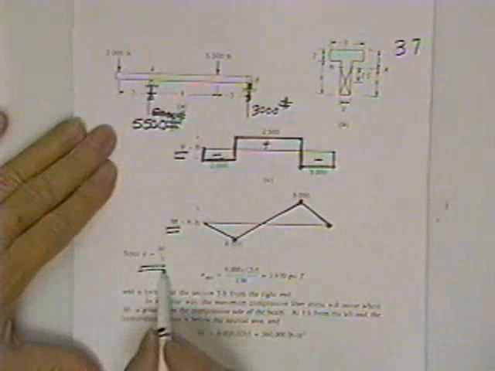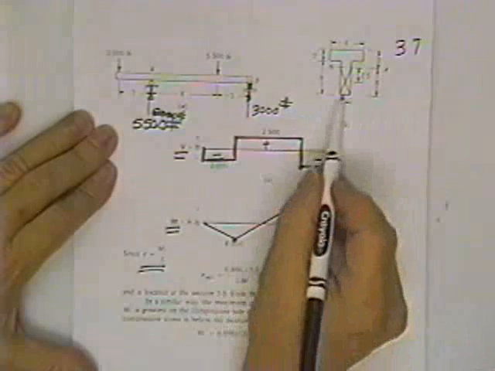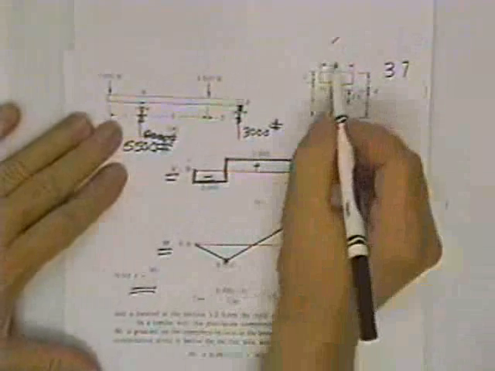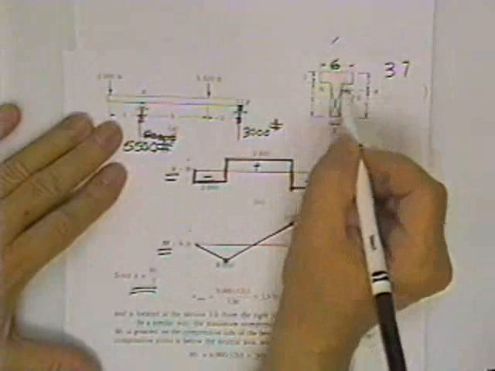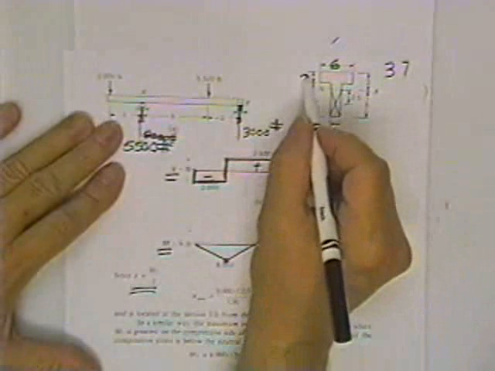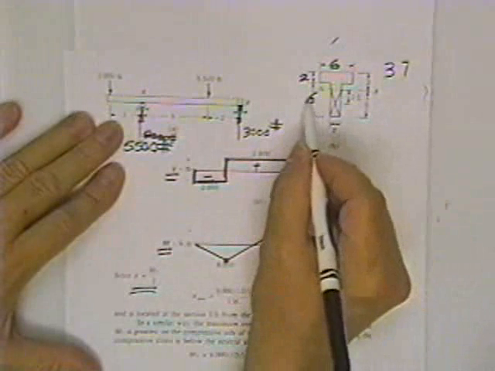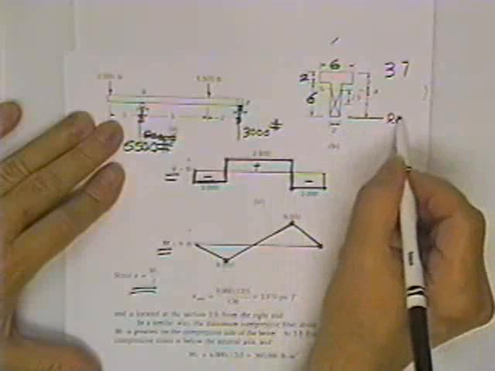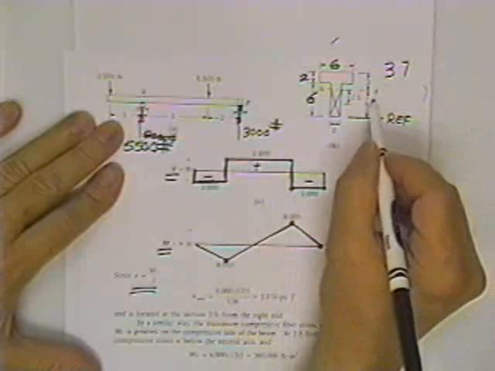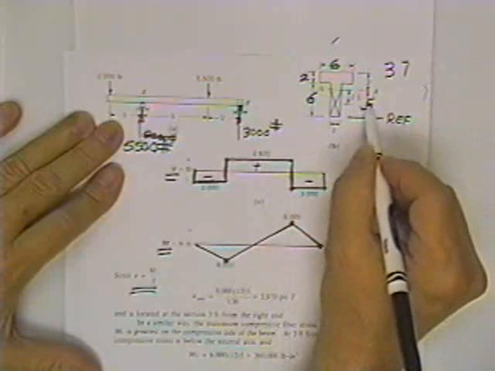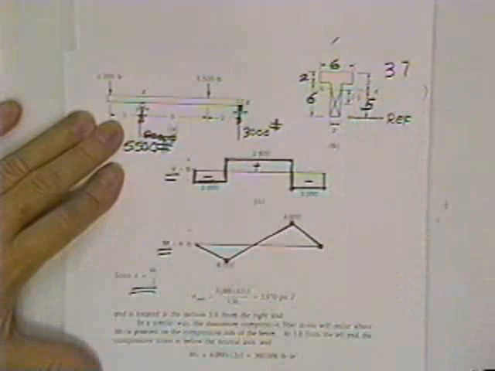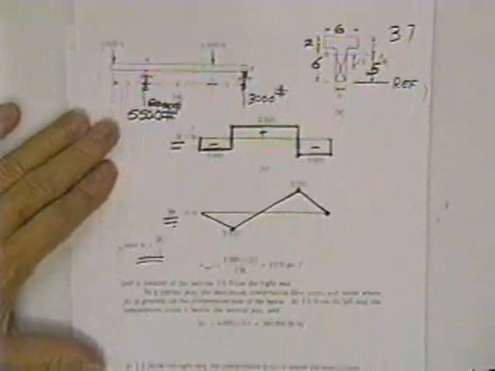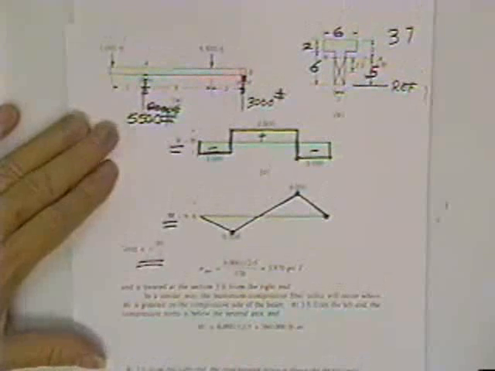Now he has been asked to solve for the bending stress in this beam. This is an end view of the beam. This thing on the top is 6 inches. This height here is 2 inches. This is 6 inches. He's already solved for the centroid by drawing a reference axis. The centroid turns out to be 5 inches from the base. And he wants to find the bending stress in the beam.